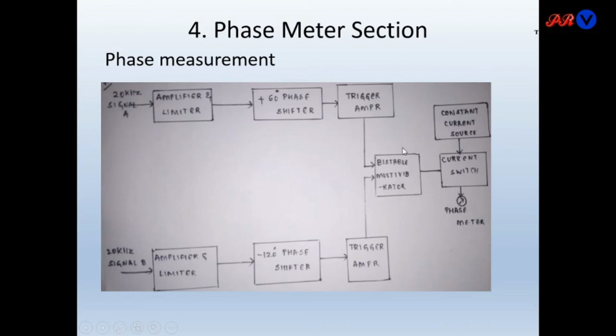Bistable multivibrator is used for producing square wave. So, square wave is present here, and this square wave is the input of the current switch, which is nothing but only a transistor used as a current switch here. Constant current source is connected to the current switch. Then this is our phase meter, which directly tells us the phase difference between these two inputs A and B.